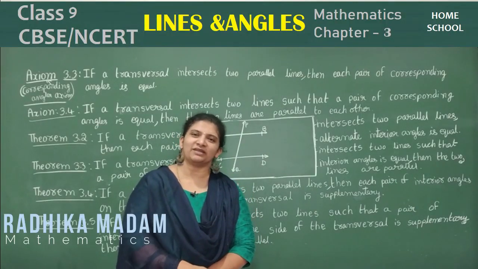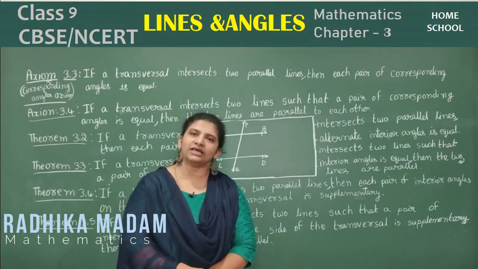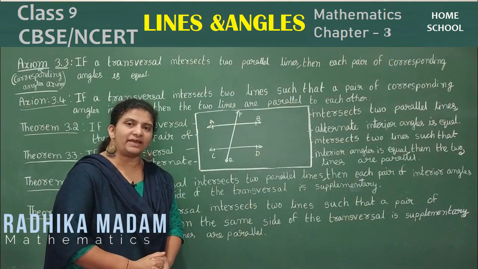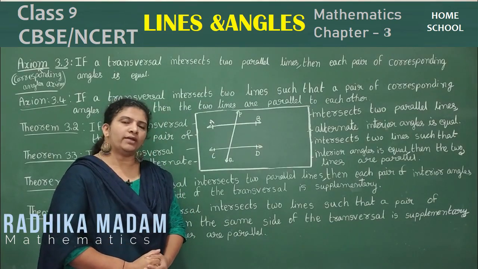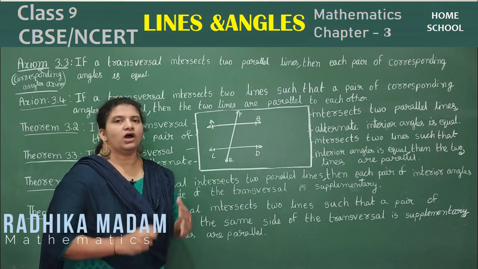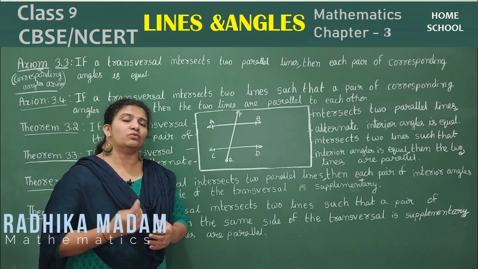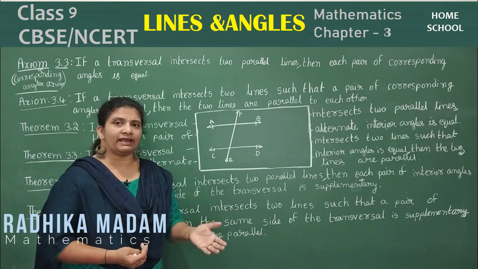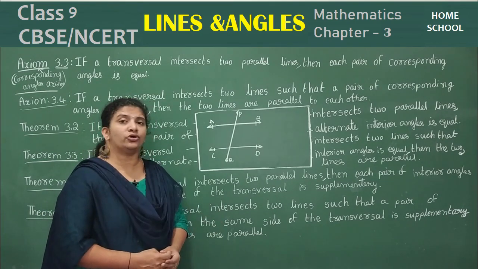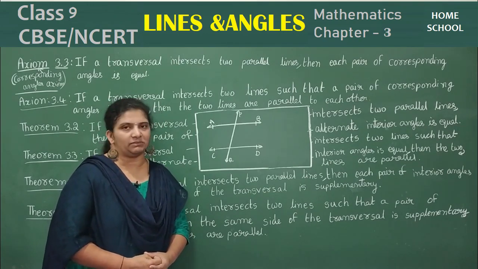This year, Class 9 mathematics, NCERT or CBSE board, and this is your third chapter, Lines and Angles. We have seen in the basics of this chapter intersecting lines and non-intersecting lines, parallel lines, alternate angles, adjacent angles, corresponding angles, vertically opposite angles, interior angles, and exterior angles. Now in this session we are going to discuss some of the axioms and theorem statements.